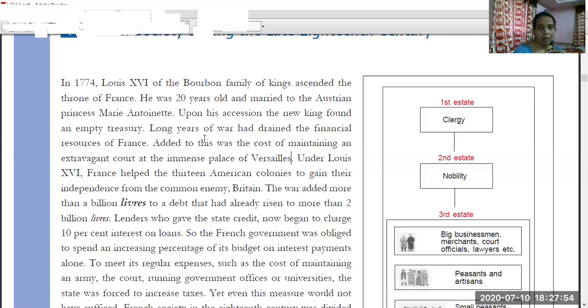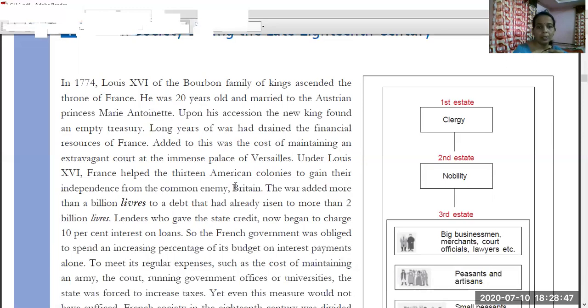First reason, long years of war. Second, maintaining the extravagant court. Third, France helped the 13 American colonies to get independence from Britain. Britain is the old, ancient enemy of France, and the 13 colonies belonged to Britain but were located in America. These American colonies were not ready to follow the control of Britain. So the war took place between these 13 colonies and Britain, and in this war, France helped the 13 colonies.